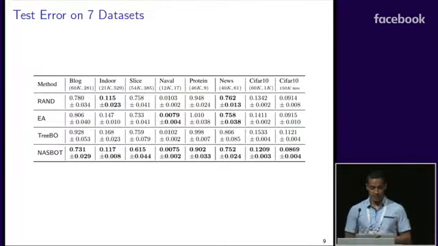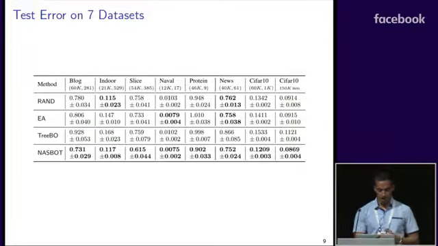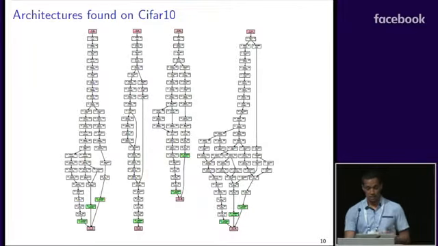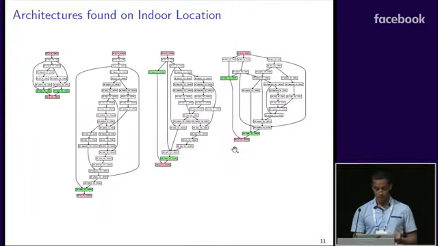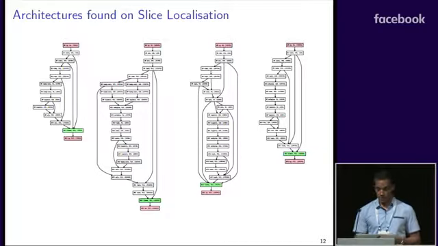So here's the test error on 7 data sets where we compare NASBOT to 3 different methods. The short story here is that we're doing quite well. And these are some of the optimal architectures that were found using our method. So this is on CIFAR 10. As you can see, there's a lot of skip connections and a lot of softmax layers. This is on indoor location, and this is on the slice localization data set.